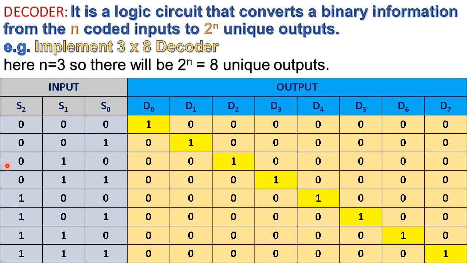Next, the decimal equivalent of 0 1 0 will be 2. That's why under the D2 column we will write 1. Similarly, we can write for the other output columns also. So here is the truth table for 3 to 8 decoder.